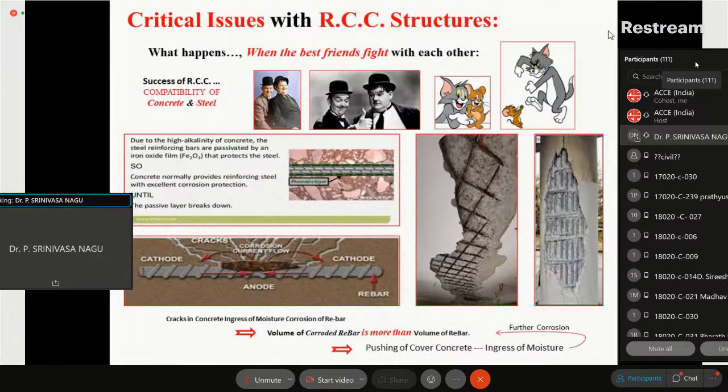Therefore, cracks in concrete are the reasons for ingress of moisture causing the corrosion of the reinforcement bar. Volume of the corroded bar is more than the volume of the reinforcement bar. That pushes the cover concrete and it further increases the moisture, and it's a vicious circle. So the fighting starts between them. Nobody can stop it. You have to stop it in the initial stages itself and rectify. That means pacify the people like that.